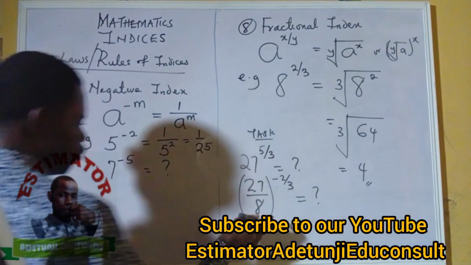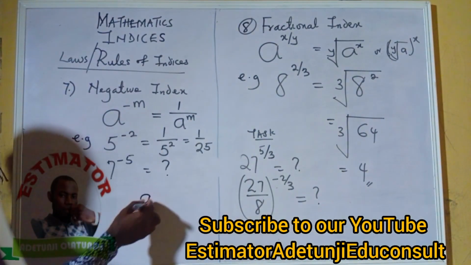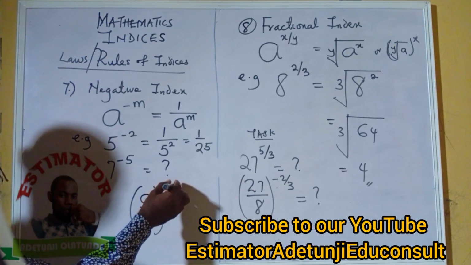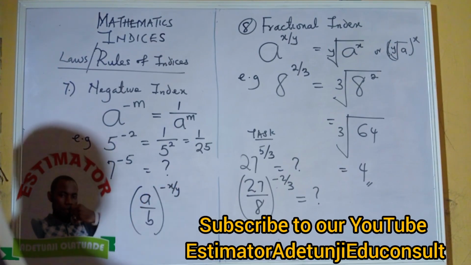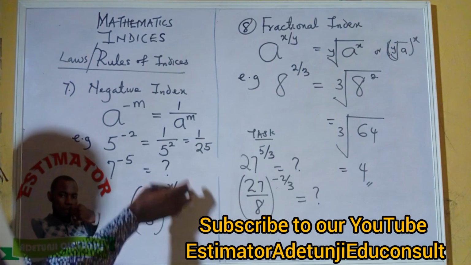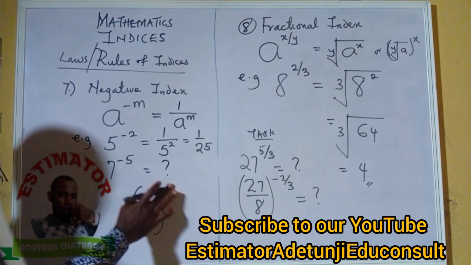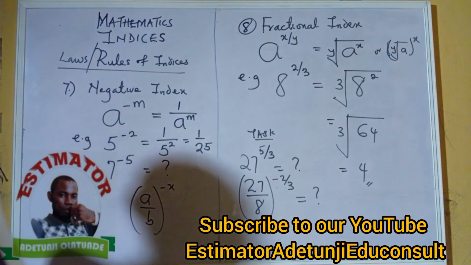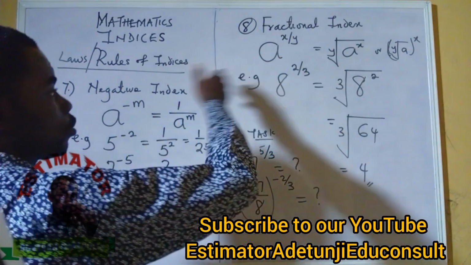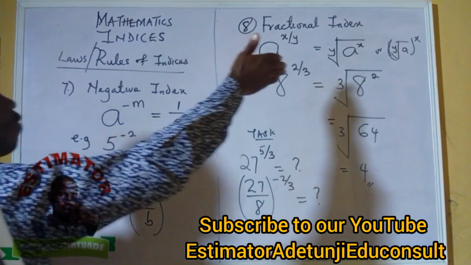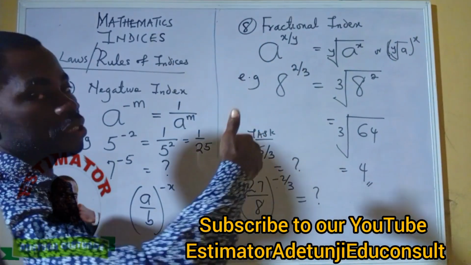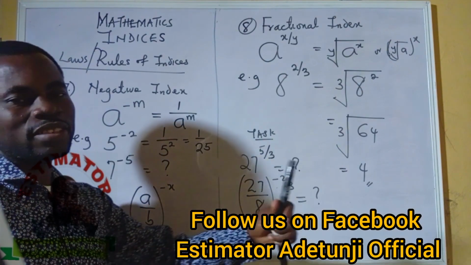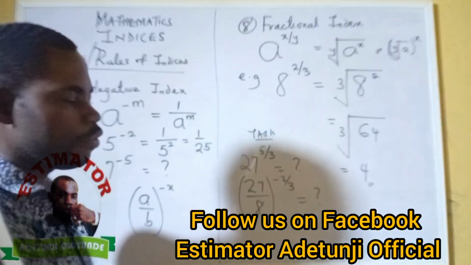As a clue for this one, if I have a over b exponential negative of a fraction, maybe x over y, no matter what you put down here, let me just say x. What the rule is telling us is that if you try to apply all your rules, negative index, fractional index, your coefficient, you will still get the answer. When you combine all of them together, you get the answer. But that's a long story. We have a shorter way of getting the answer.